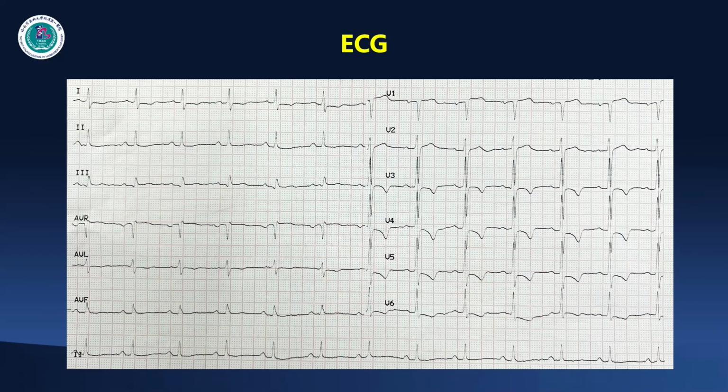The electrocardiogram shows negative T waves in leads V3 to V6, and ST segment changes in leads I and aVL.